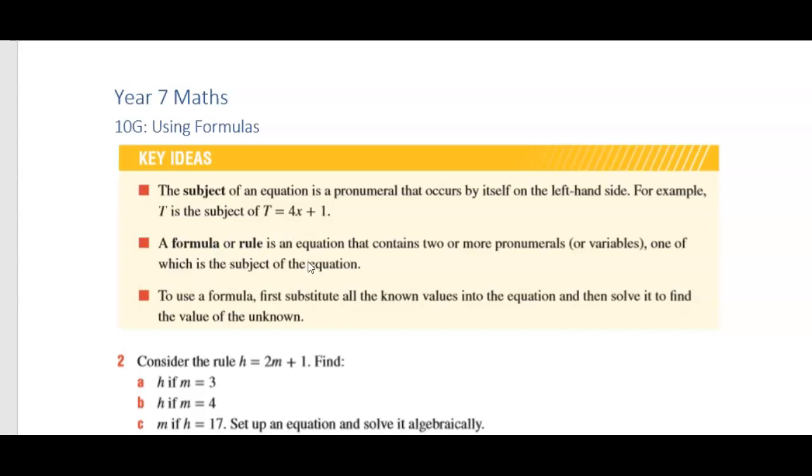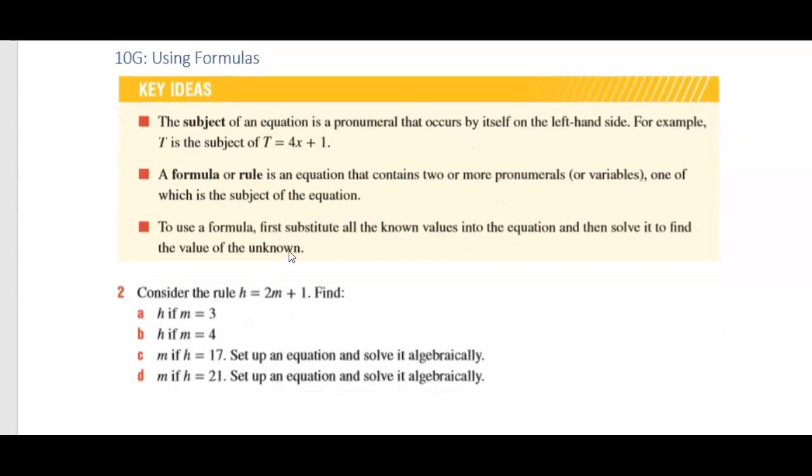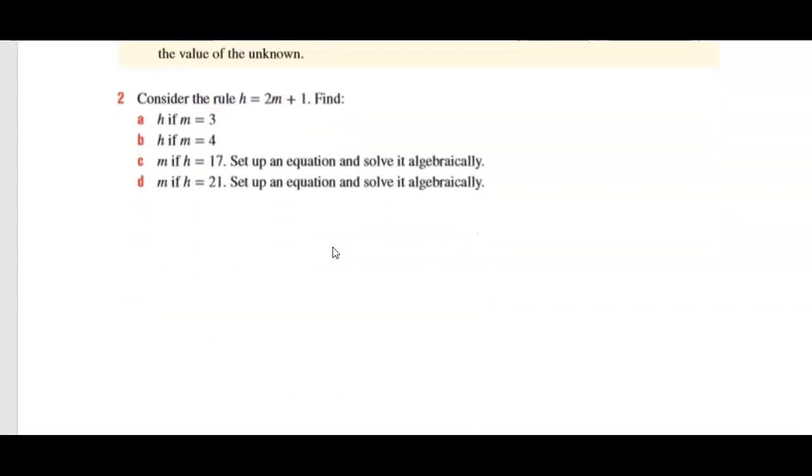A formula or rule is an equation that contains 2 or more pronumerals or variables, one of which is the subject of the equation. So as I said before, for the area of a rectangle, area would be your subject, and the length and width are your other variables. To use a formula, first substitute all known values into the equation and then solve it to find the value of the unknown. Which you've probably done before when you've used area formulas. Well, let's go ahead and do some questions together.